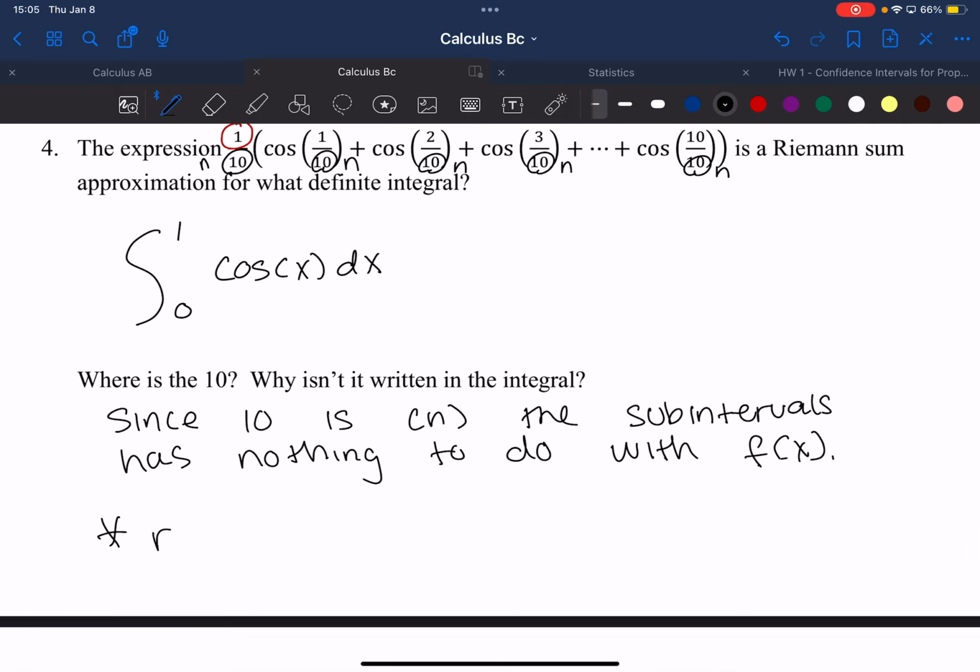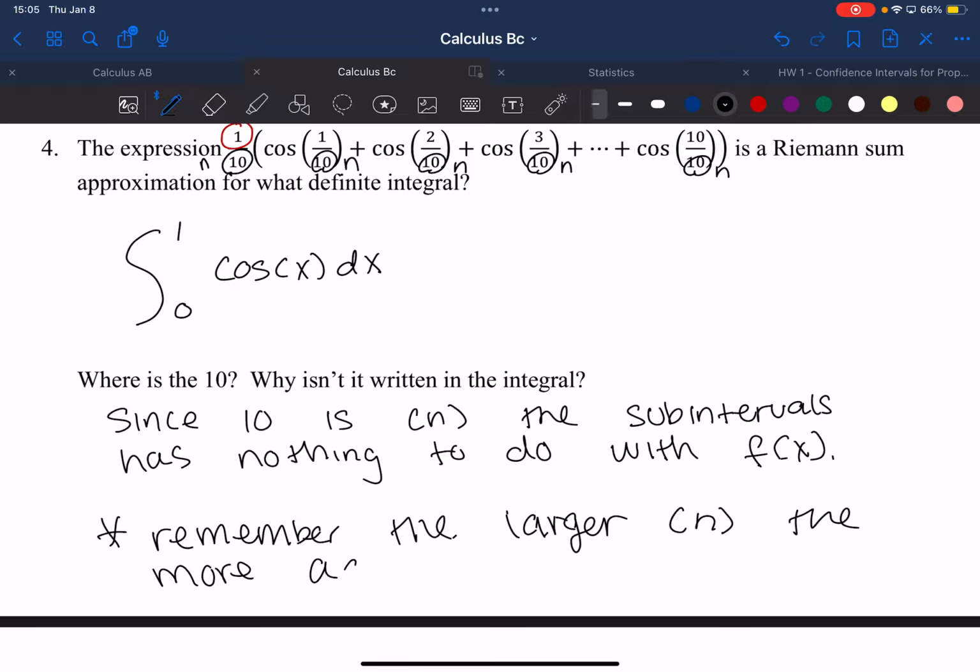So the big thing to remember is that the larger n, the more accurate the area. That goes back to even yesterday's notes with Riemann sums. We said the more rectangles, the more precise, or the closer we get to the actual area.